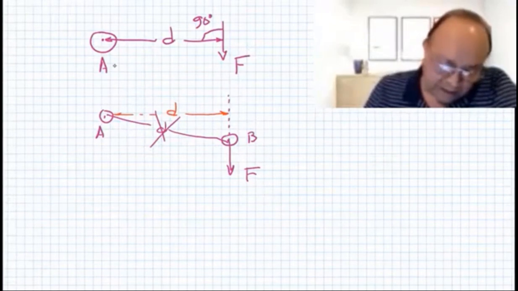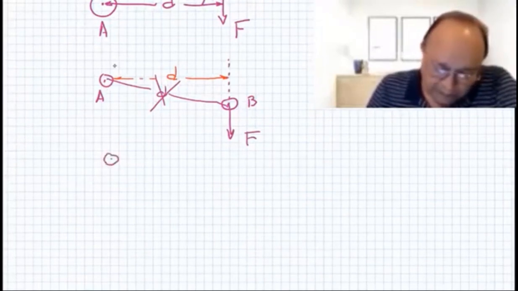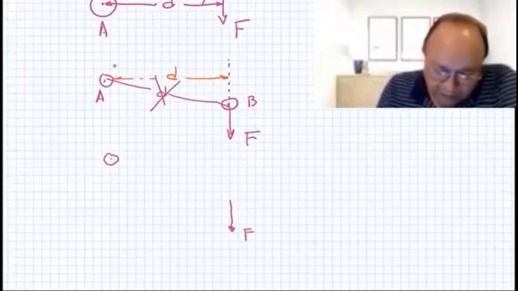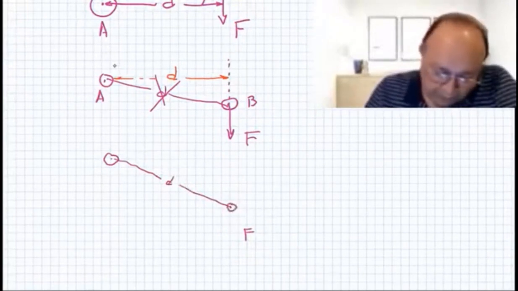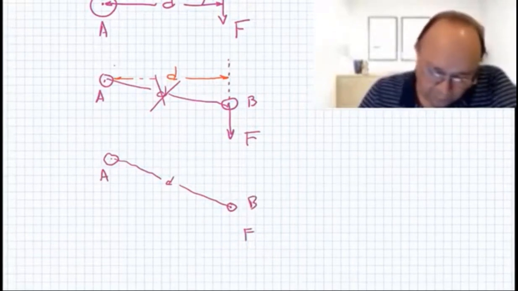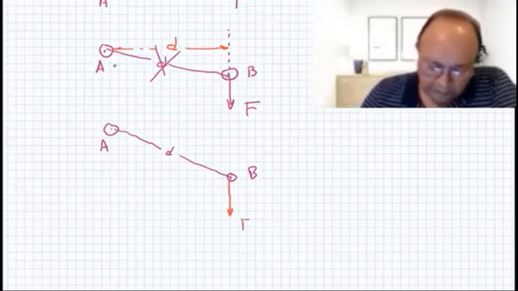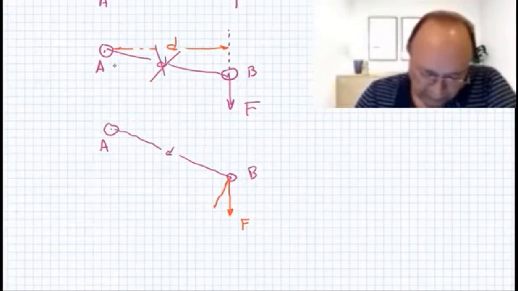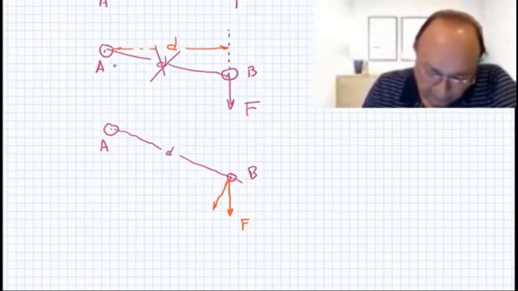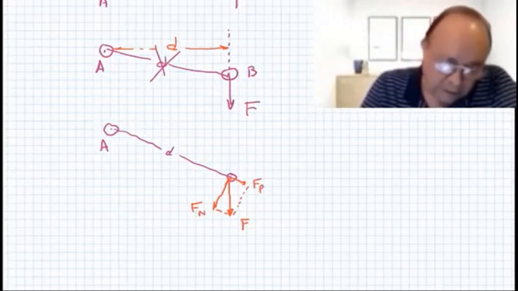If you cannot get the distance at 90 degrees, then you might be able to find the components of the force. Let's say you have this distance here, and this is the point of application of the force B, and this is the force here. You can take the components of the force: one component perpendicular to that line D, and the other parallel to that line D. Let's call these Fn and F parallel.